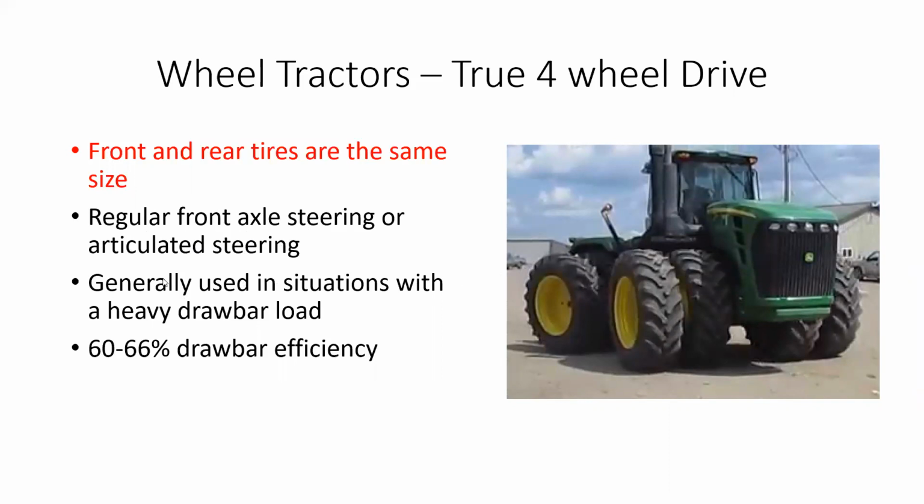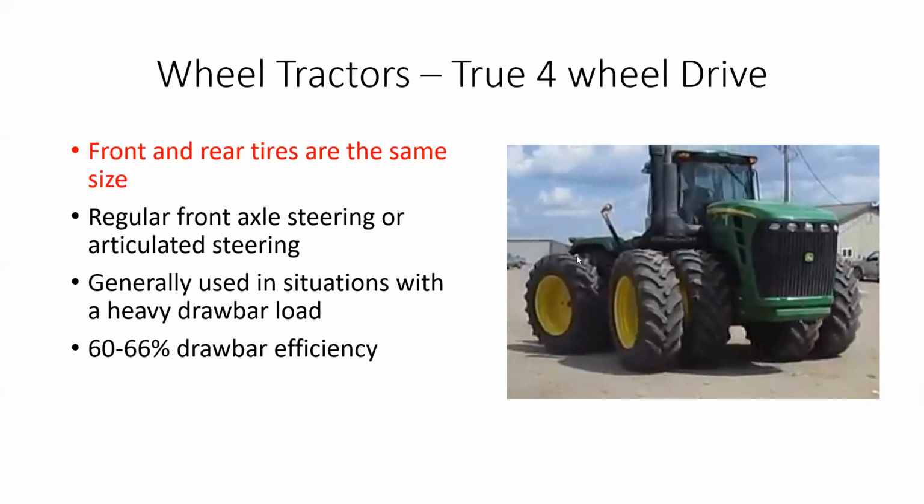So these are really used in situations when you have a super heavy drawbar load. You're pulling something with the drawbar pretty much all the time. And again, our efficiency bumps up a little bit. We're at 60 to 66% drawbar efficiency, so we got a little bit more. But again, we're not making huge gains with this.